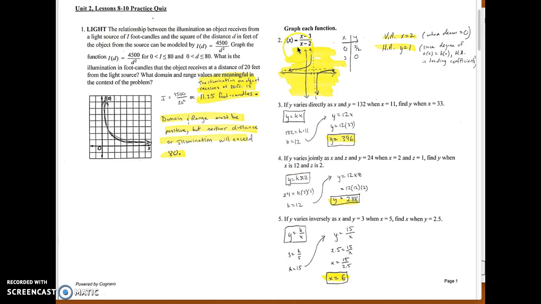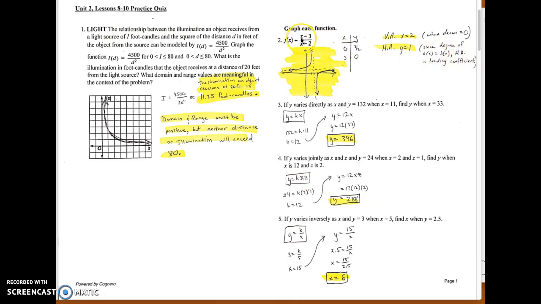Question 2 is another problem from Lesson 8. This time we just have to graph the function. It doesn't give us any other directions. The first thing you want to look at is to pay attention to the degree of the numerator and the degree of the denominator, and notice that they're both first power things. This is x to the first power, x to the first power. So when the powers are the same in the numerator and the denominator, the horizontal asymptote is going to be equal to whatever the leading coefficients are because the powers are equal.